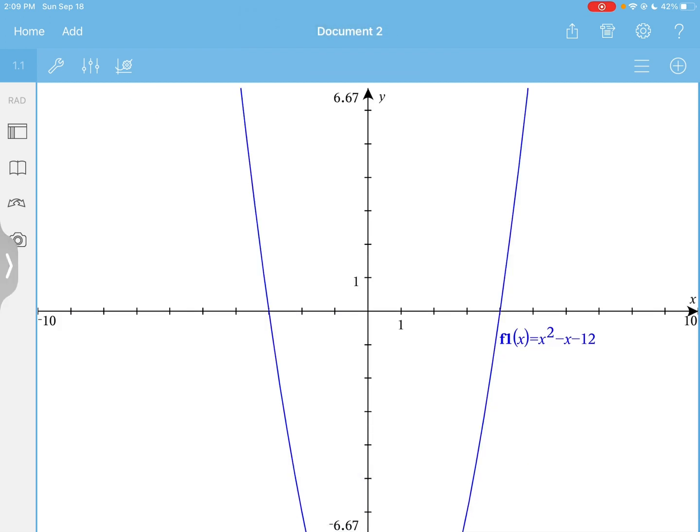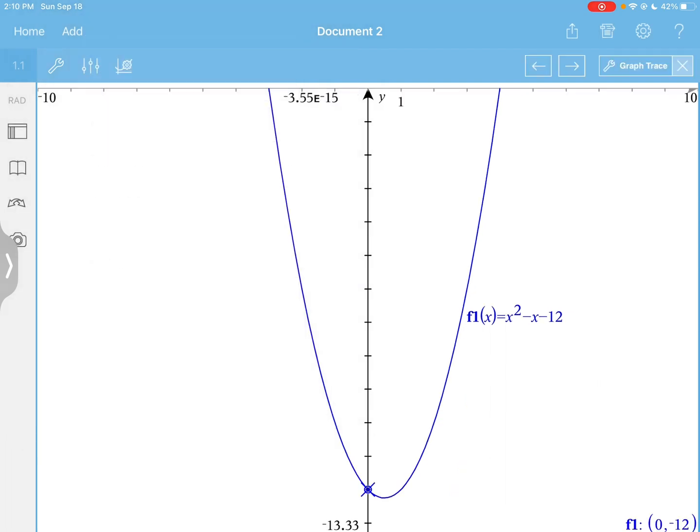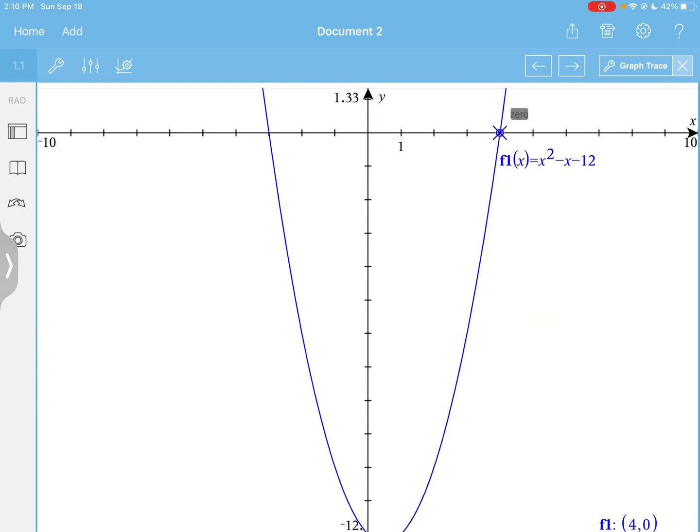We graph, enter. We want to find our zeros. So menu 5, 1. And we're going to use our left and right arrows to get to our zeros. So I'm using mine right there. My first 0 is at 4. My second 0 is at -3. I want what is below the x-axis, so that goes from -3 to +4.